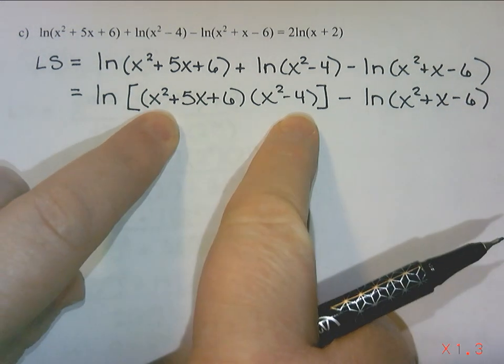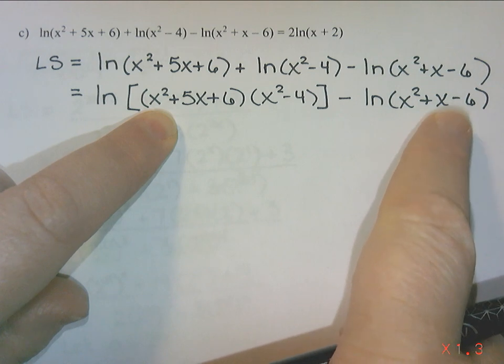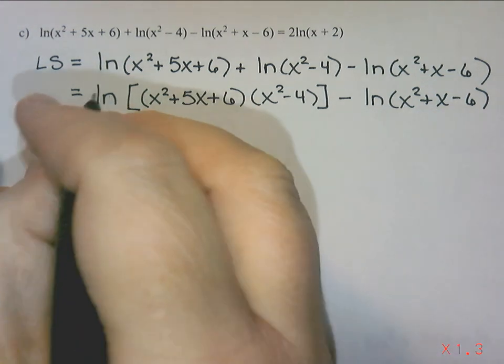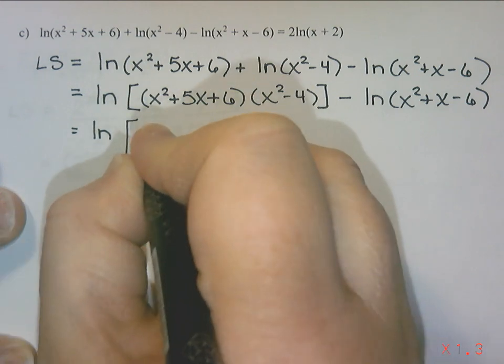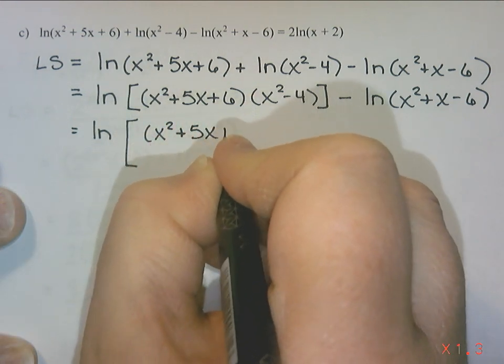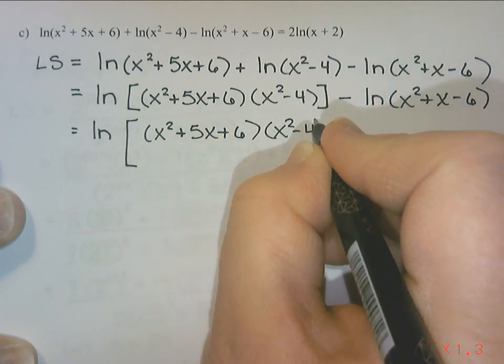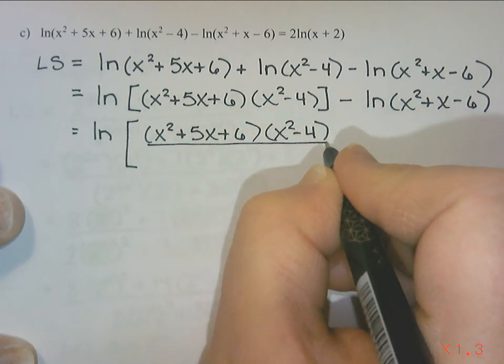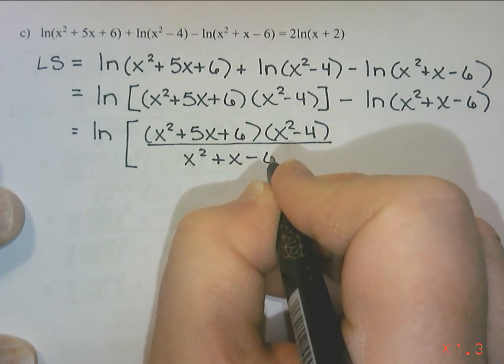I am going to have to do something with this, but I think I'm going to wait and I am going to merge these together. So I'm going to divide in order to do that. So I'm going to have x squared plus 5x plus 6 times x squared minus 4 divided by x squared plus x minus 6.